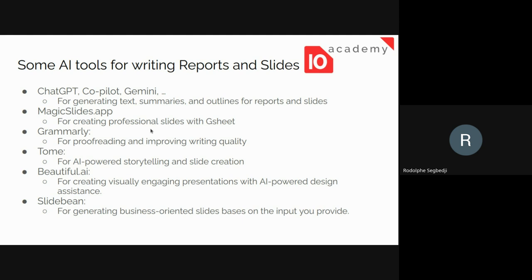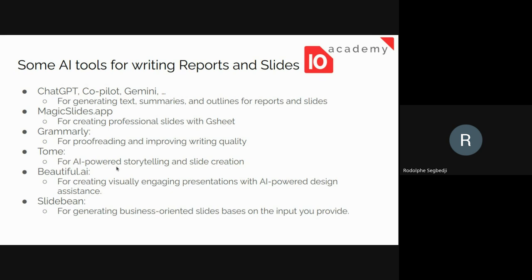We have Grammarly for proofreading and improving our writing quality. We have also Tome, which is an AI-powered storytelling and slide creation tool. And this one, I don't think it is free. You need to pay to use this one. We have Beautiful AI, SlidesPilot, and those AIs can help us to write reports and slides.